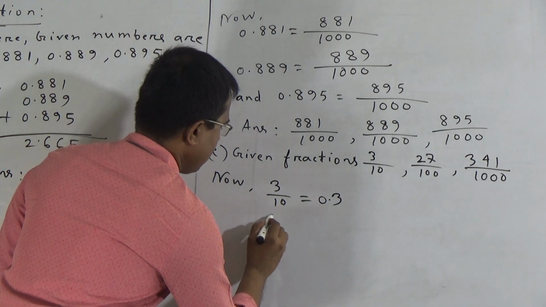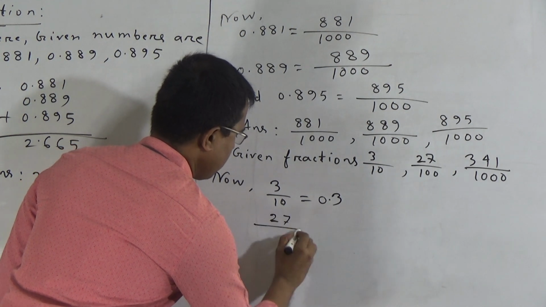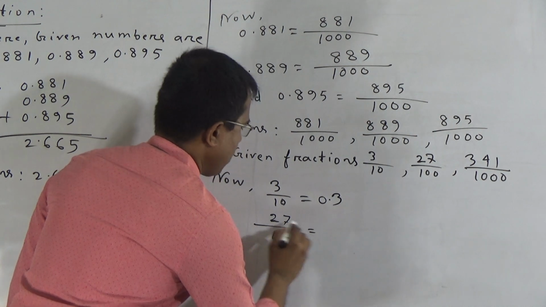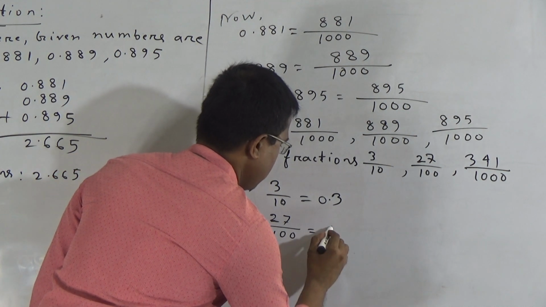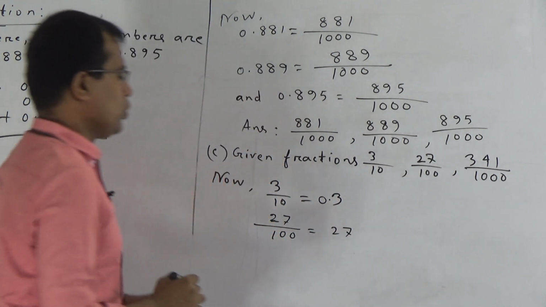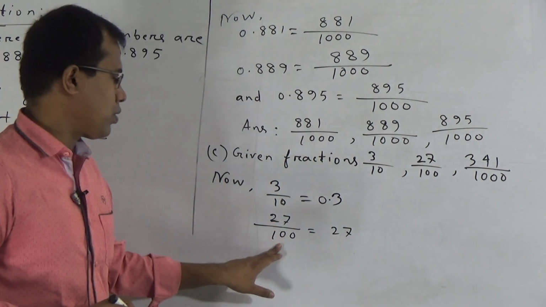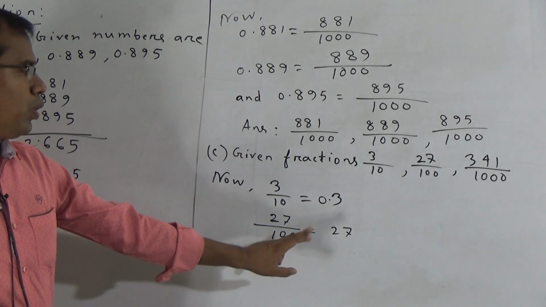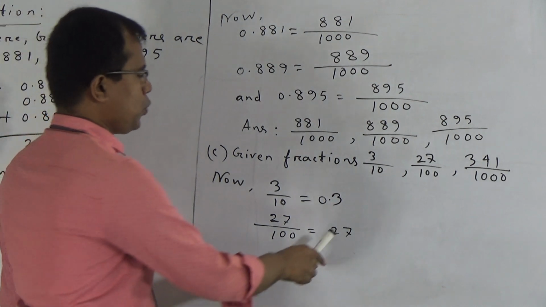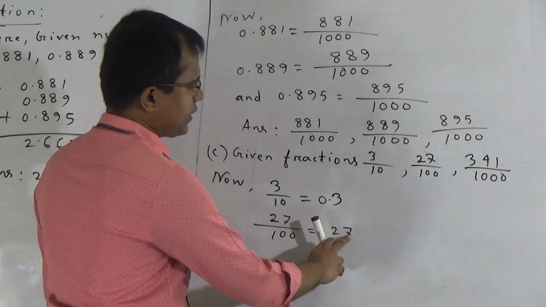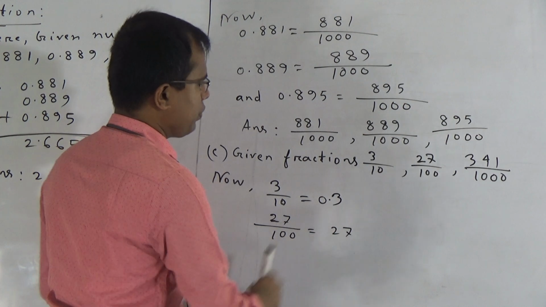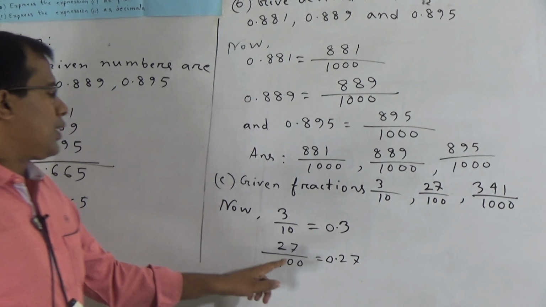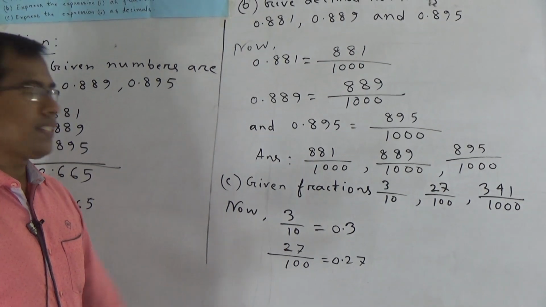Now 27 by 100. At first we have to write the numerator. Here the numerator is 27. Now we have to put the decimal sign. Here in the denominator, after 1 here 2 zeros exist. So we have to give the decimal sign before 2 places and have to count from the right side. That means 1, 2. Here we have to give the decimal sign. 0.27 is the decimal form of 27 by 100.